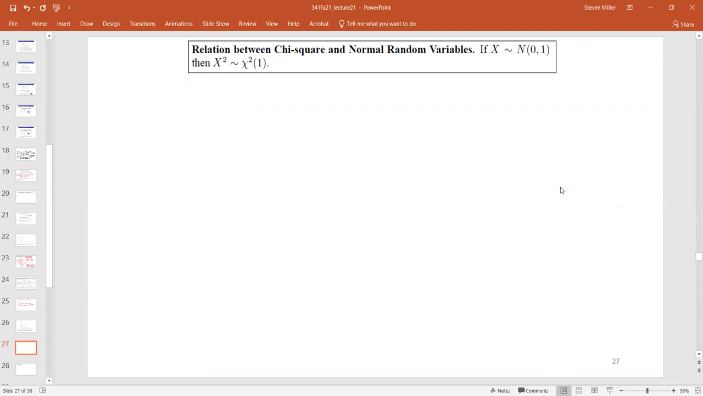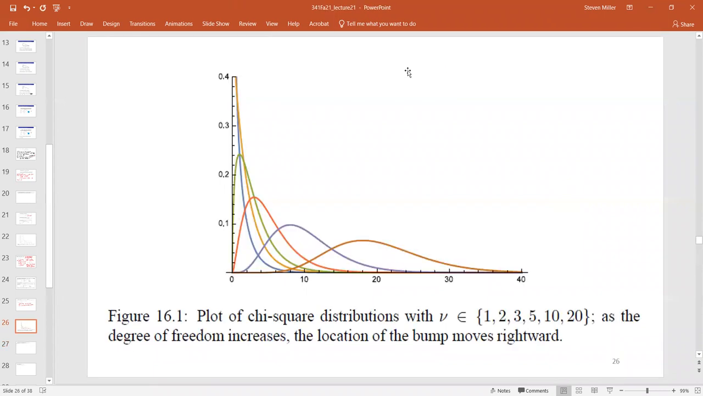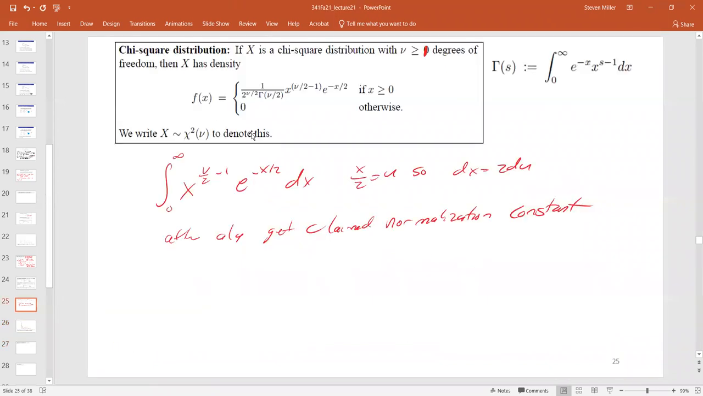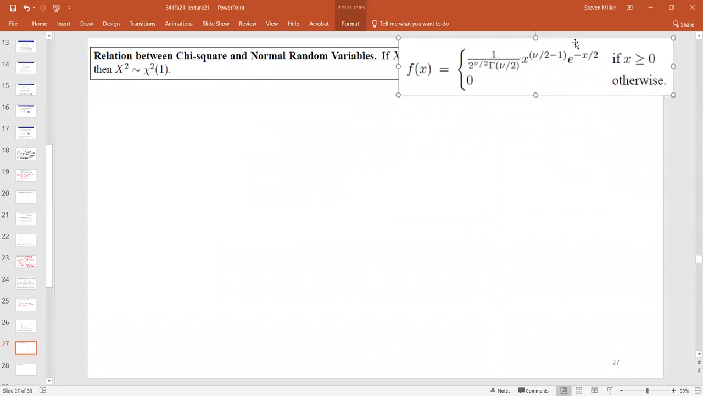So if you take a normal random variable, mean zero variance one, a favorite normal, and you square it, it turns out that that is a chi-squared distribution with one degree of freedom. And so what I'm going to do is just go back and take a snapshot of this so we can keep in our sights what the chi-squared distribution is.